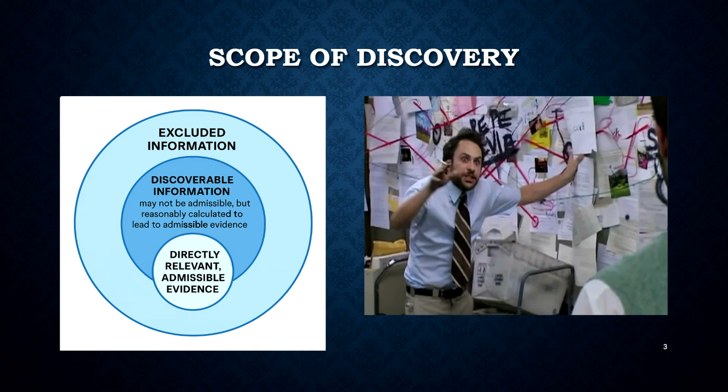And the outer layer includes information we're not allowed to access. This includes privileged communications, attorney work product, or irrelevant material that has no bearing on the case. These are protected by law and fall outside the scope of discovery.